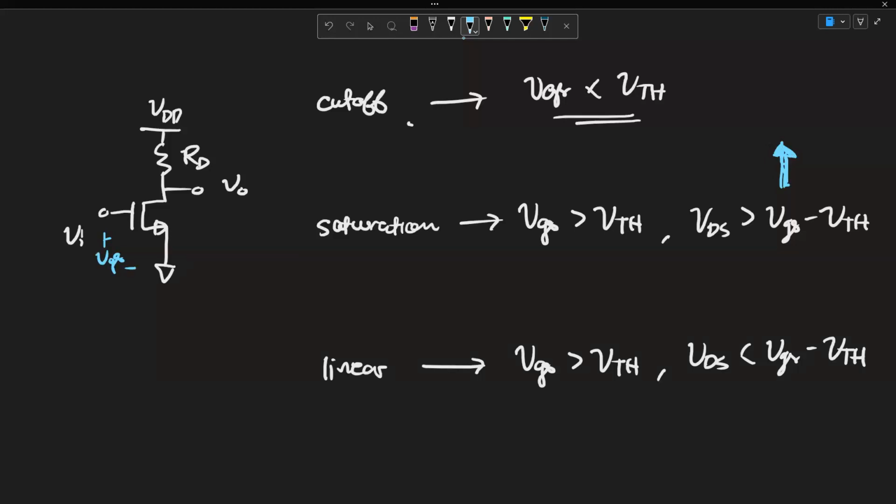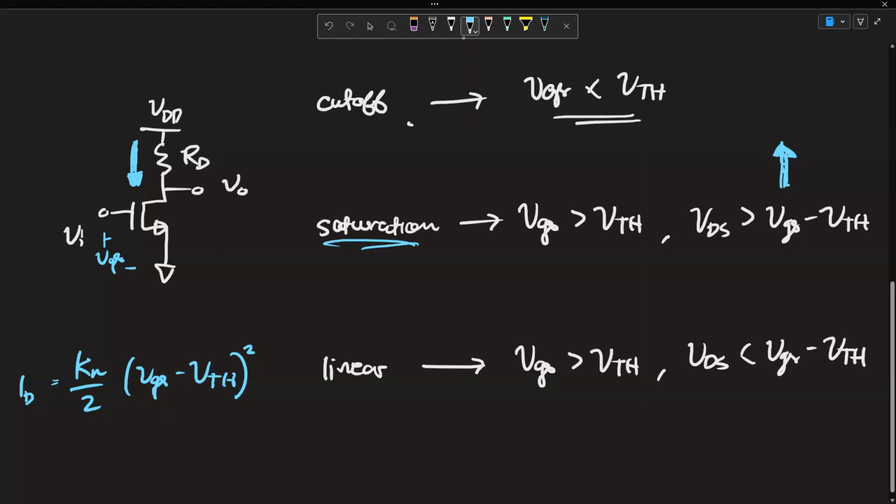If we increase VGS, of course, tataas tong current through the MOSFET equation, assuming that we're in saturation. We are talking about saturation right now. The equation would be Kn over 2 times (VGS minus VTH) squared. We see that if VGS increases, the drain current should increase, di ba? So if VGS increases, the drain current increases, lowering VDS.